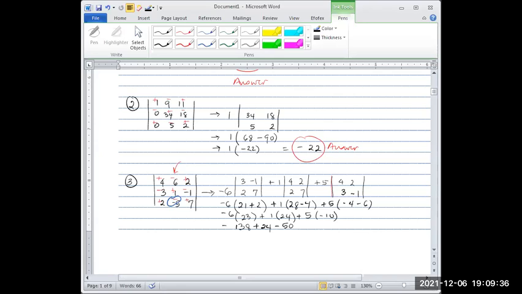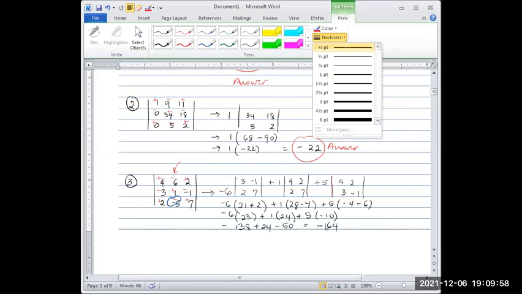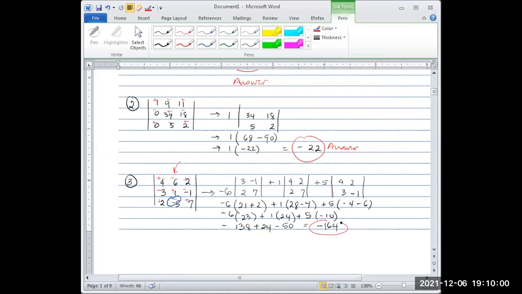And then I'm going to have 130. -188 plus 24. So it's -164. Is equal to -164. That's your answer.